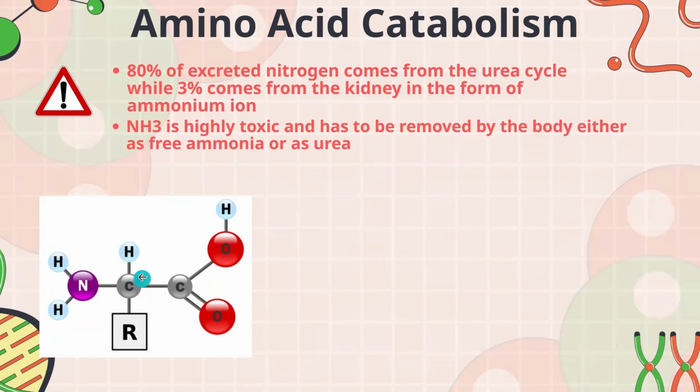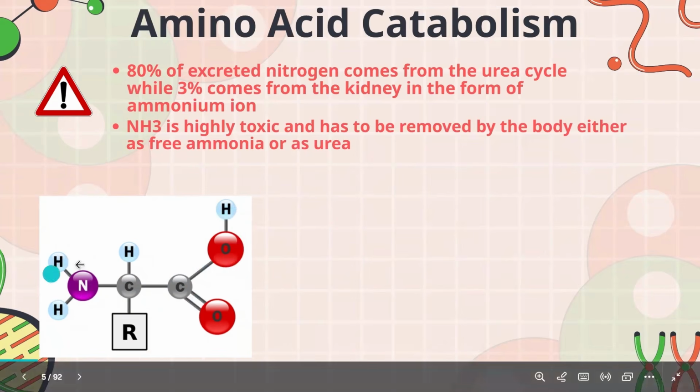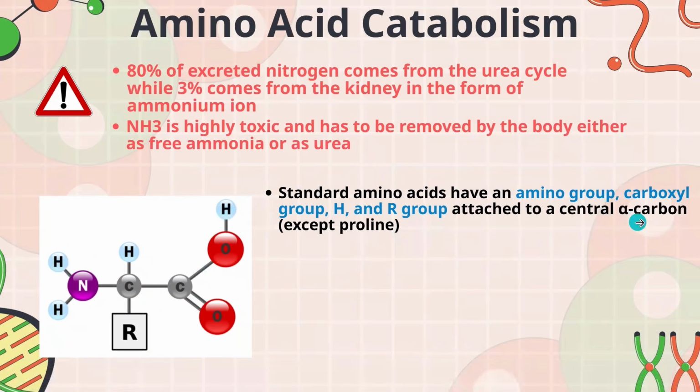We have the carbon connected to hydrogen and the R side chain. And then we have COOH on the right side. Our main objective is going to be NH2. As I told you, this is basically attached to a central alpha carbon, except in proline.